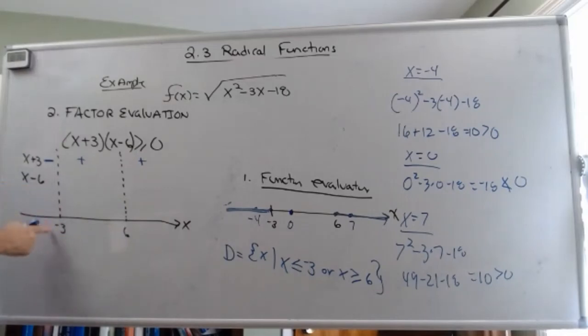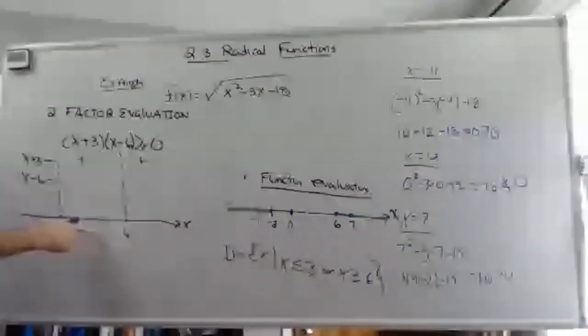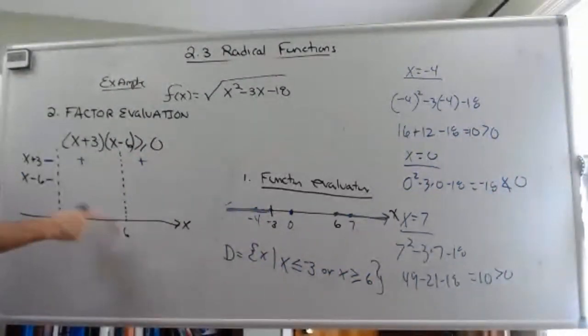Pick anything to the left of -3, such as -4. Pick, say, 0 in this interval, or 5. 5 minus 6, it's all negative in this interval. Then it hits its critical value, and then it becomes positive.